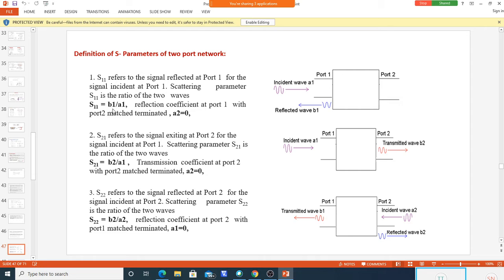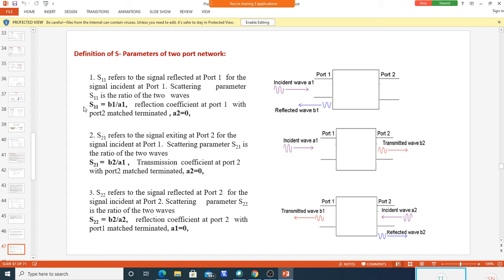What does it give? How much B1 is with respect to A1. Based on the value of A1, what is the value of B1? It says how much part of A1 will be reflected back. That is what this represents.